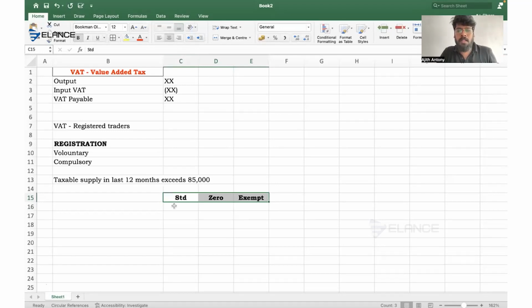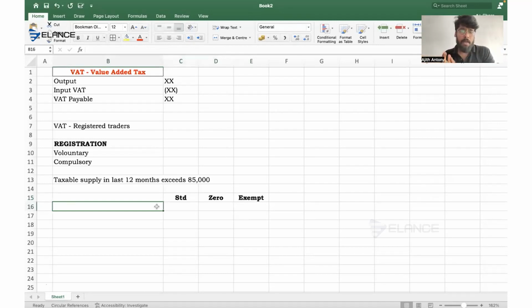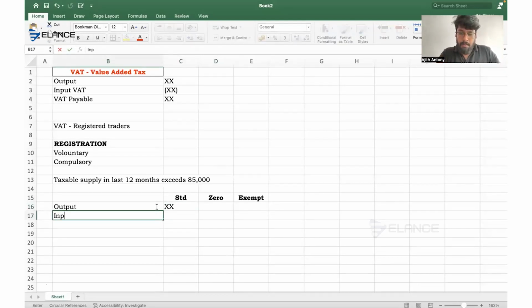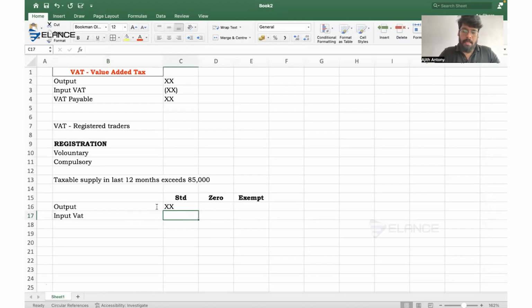The majority of the products and services in the UK come under the standard rated supply. If I'm selling any products under the standard rated supply, I can collect the output VAT from my customers. I'll collect the tax from my customers, and if I incurred any input VAT related to making the standard rated supply, I can deduct that. The net amount I'll pay to HMRC. We already discussed this.